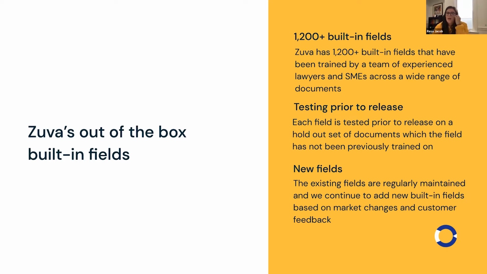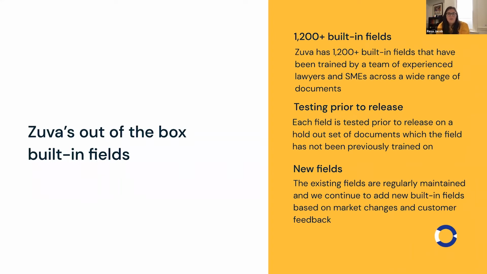So that being said, there are a few reasons why we may not have a field out of the box. So I would say the number one reason is we don't have access to the types of documents that field would need to be trained on. So like I said, we only train on publicly available documents. So if you're looking for a field that would be trained on documents that aren't publicly available, it's a good chance we're not going to have a relevant field.